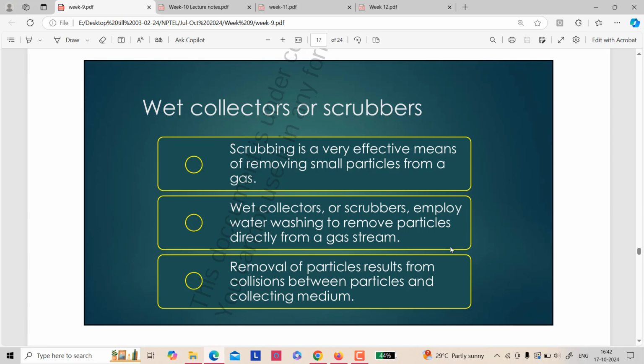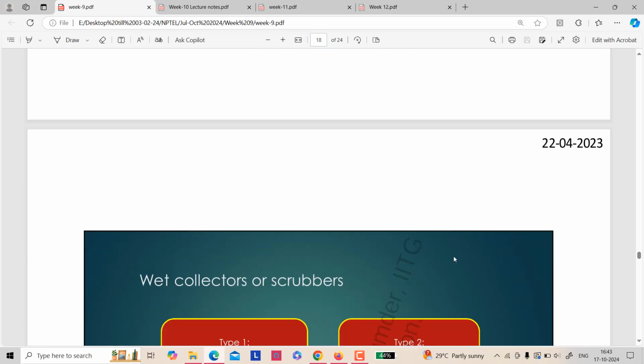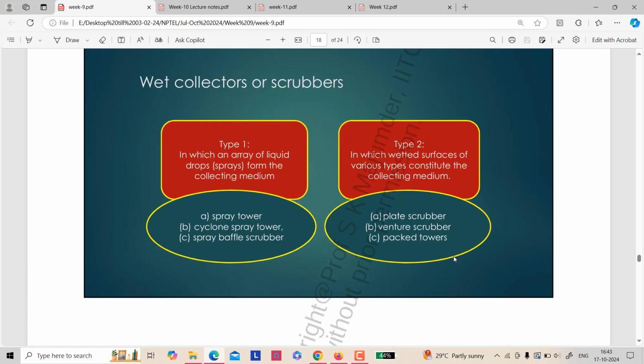Next are the wet collectors or scrubbers. Type 1 is one in which an array of liquid drops forms the collecting medium: spray tower, cyclone spray tower, spray baffle scrubber. The second type is one in which wetted surfaces of various types constitute the collecting medium: plate scrubber, venturi scrubber, packed towers.